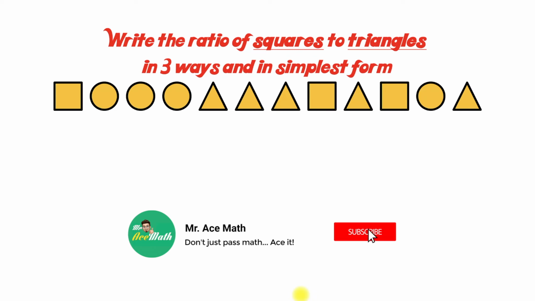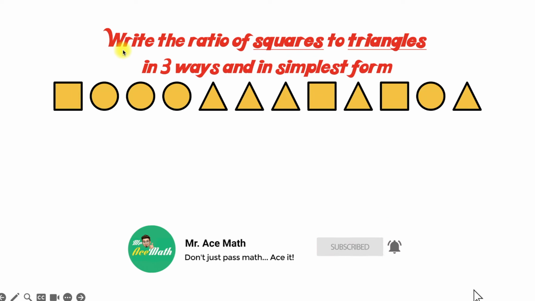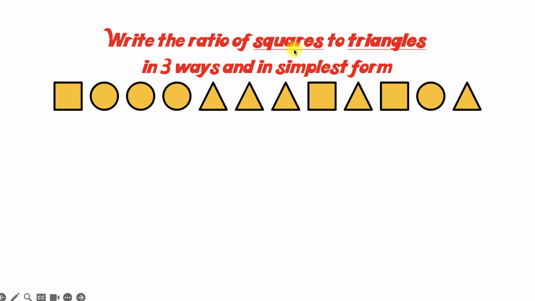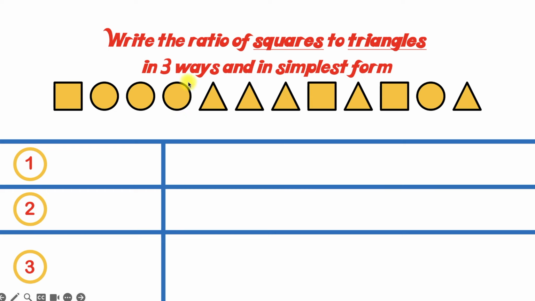So, in this video, we're going to write the ratio of squares to triangles. We're going to make sure we do it in 3 ways and in simplest form. But the first question really is, what are the 3 ways to write ratios?